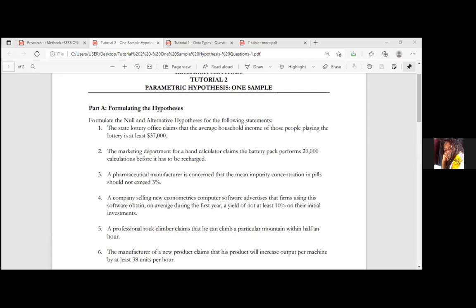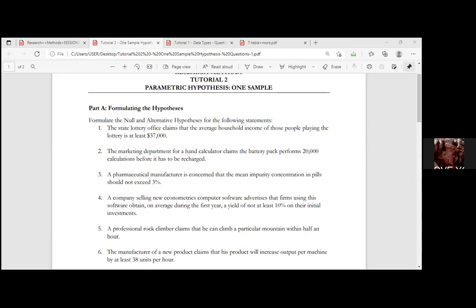Yes. So the null hypothesis is mu is greater than or equal to 37,000. How did you get the greater than or equal to? At least. At least, okay. And then the alternate hypothesis is mu is less than 37,000. So which tail? It is a one-tailed test. Thank you very much. Okay.